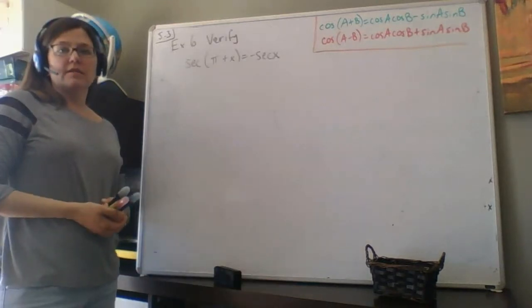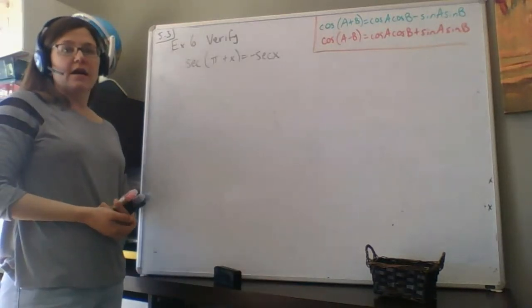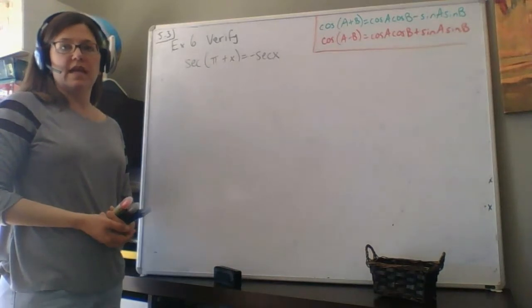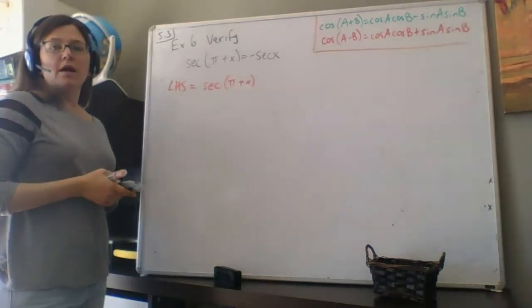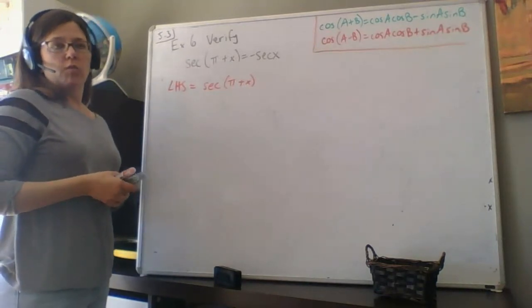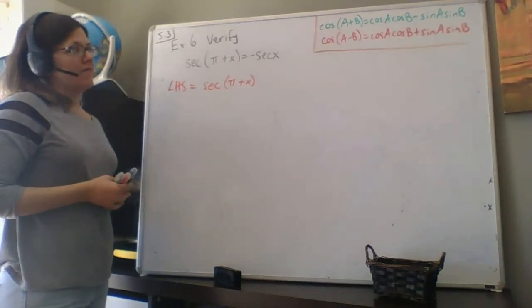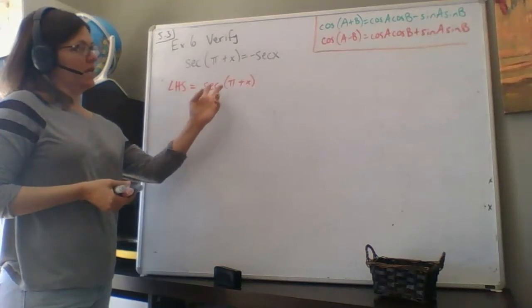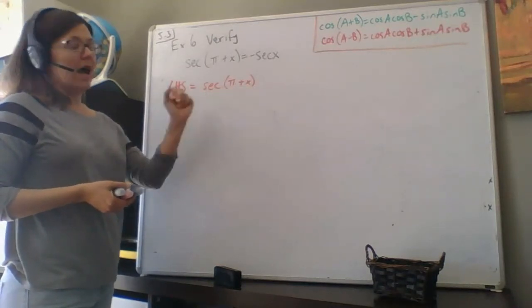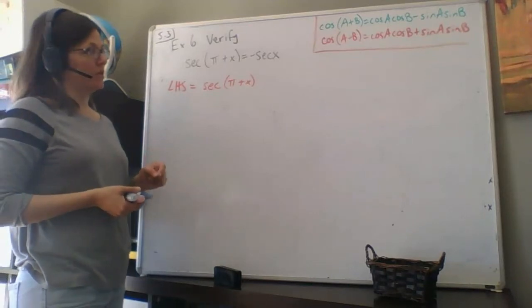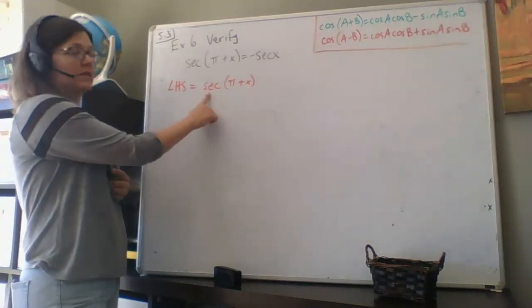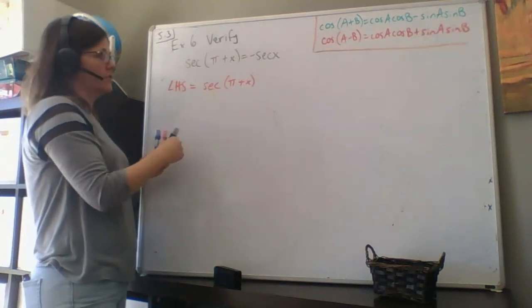Example 6, verify secant of pi plus x equals negative secant x. Let's start with the left-hand side. We do not have an identity about secant of A plus B. However, we do have a cosine identity for cosine of A plus B. So let's rewrite the secant in terms of cosine.